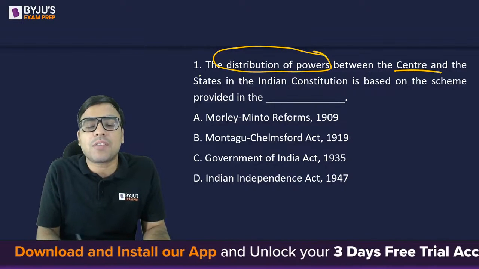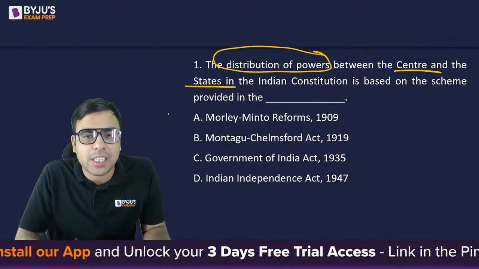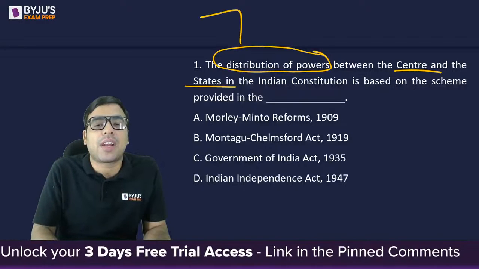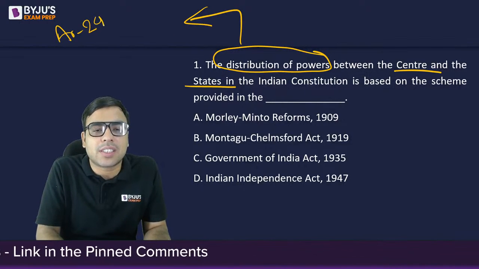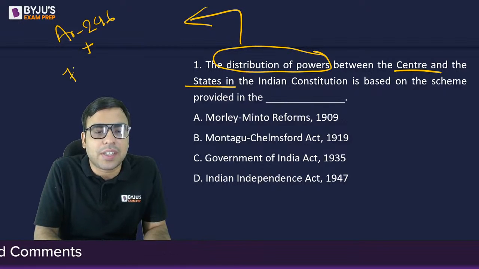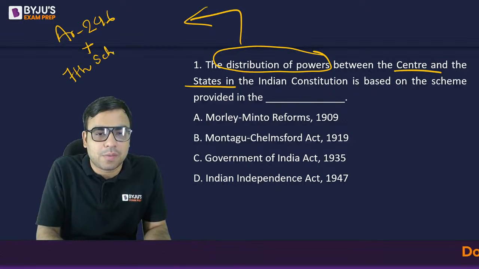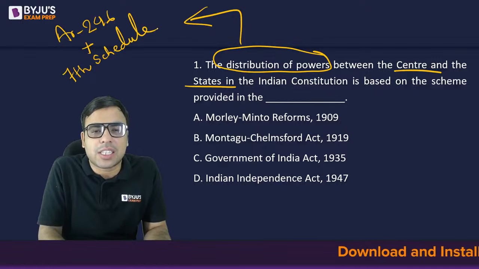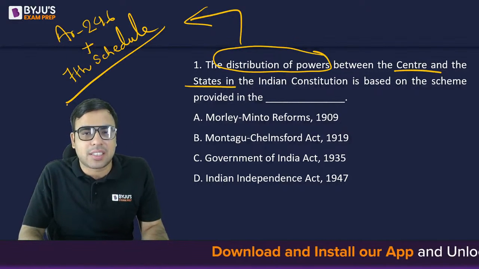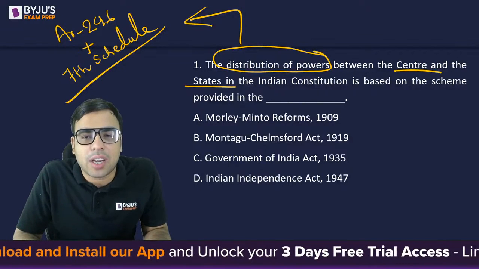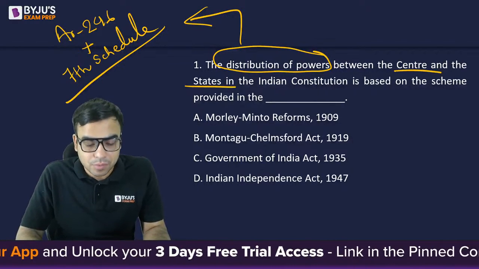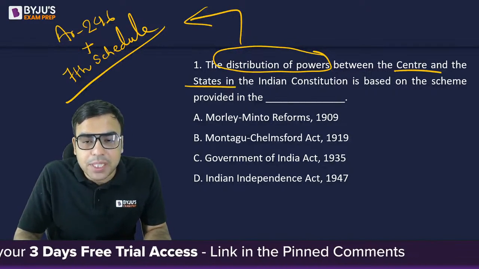So the concept of distribution of powers I have taught in the paid classes. I hope you are aware. It is mostly mentioned in Article 246 plus 7th schedule, right? So I hope you are aware that all the three lists, union list, state list, concurrent list, these are actually the list and all the distribution of powers. तो ये कहाँ से लिया गया आपको बताना है.